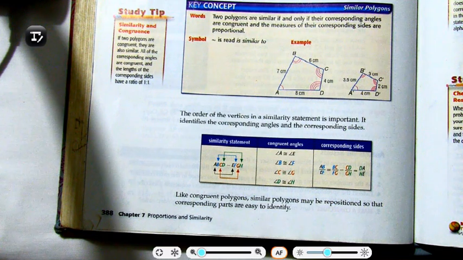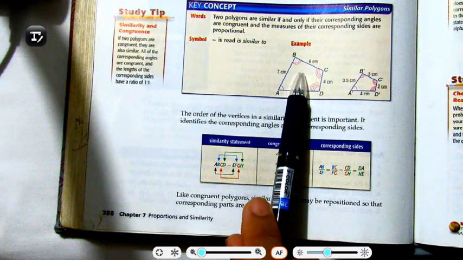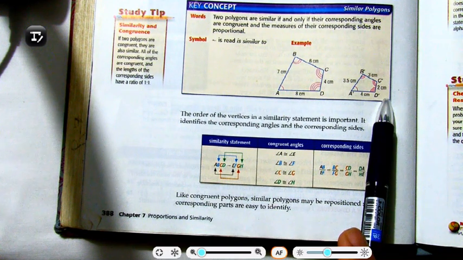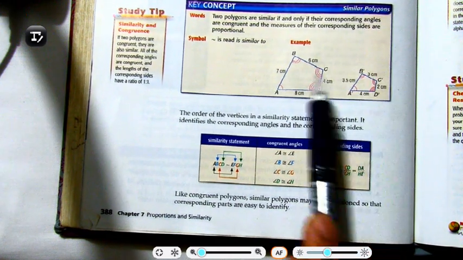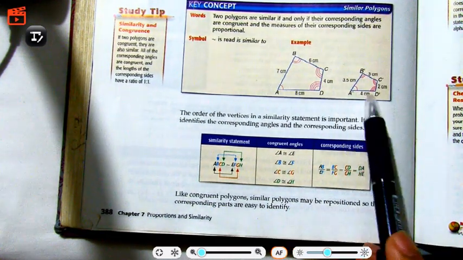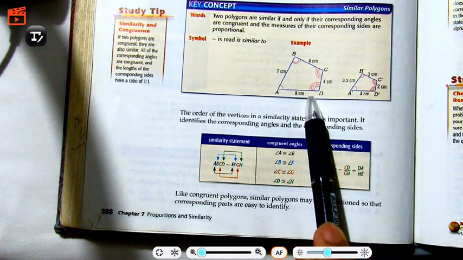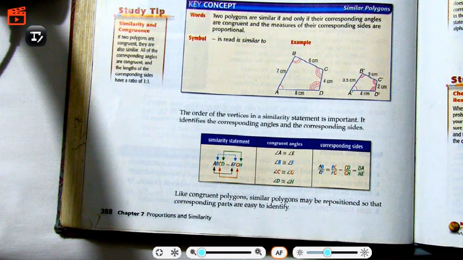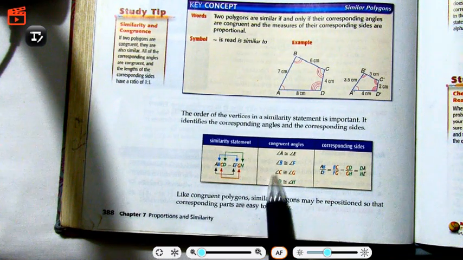There's no specific rule. You can do numerator from the left polygon and denominator from the right. If you choose that, you have to do that process in all ratios that you will make. If you do it from this over this, it's okay. So that means A prime D prime over AD, and C prime D prime over CD. Clear?